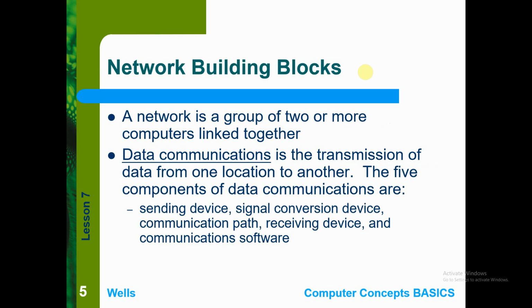So by its basic definition, based on our first topic about the internet, this group of two or more computers linking together is already considered a network. And how this data is transmitted from one location to another is what we call data communications. The five components of data communications are the sending device, the signal conversion device, the communication path, the receiving device, and communication software. These components are represented by actual peripheral devices, which we will show later on.